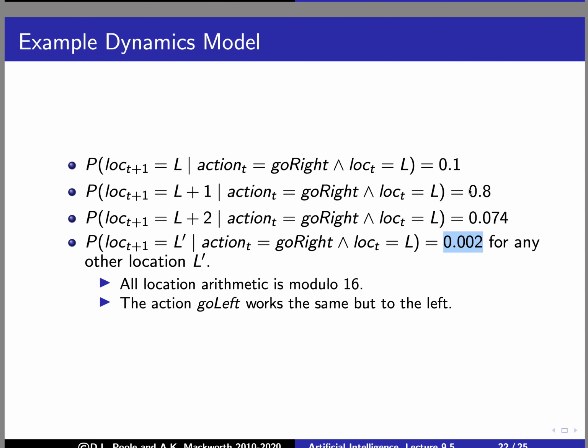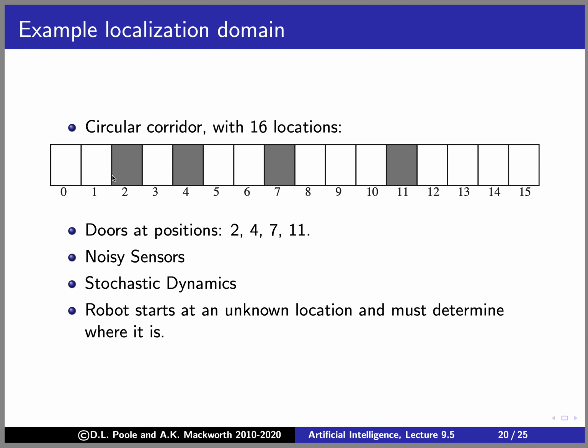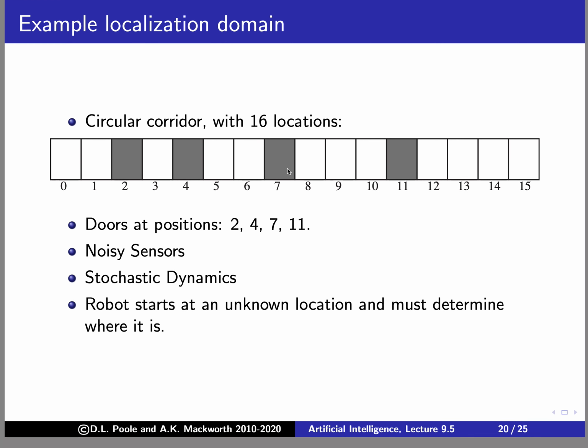It only does what we tell it to do 80% of the time, and these are quite noisy sensor models. There's not much signal in here, because the only difference between these places is whether there's a door or not a door, and the doors are quite spaced out. There is a pattern here, but you've got to be able to find that pattern. Okay, so that's the challenge.